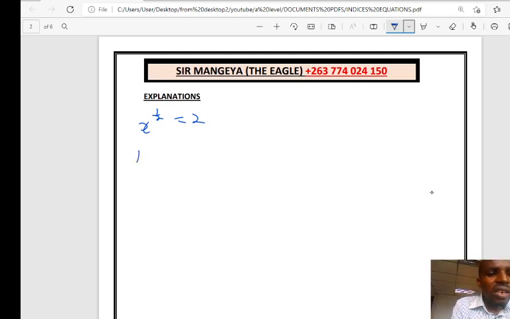The number half times a number is equal to 1. The number is always the opposite of this one. So if the number is half, that other number will be 2 over 1. This one will give you 1. So it's the opposite of this one. 1 over 2 is 2 over 1. The opposite of 5 over 4 is 4 over 5. The opposite of 3 over 5 is 5 over 3. So it's the opposite of the power.